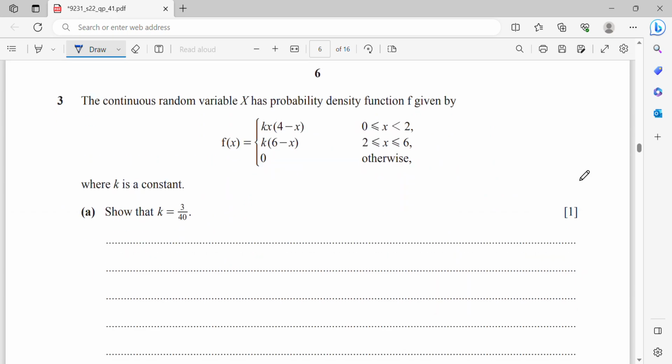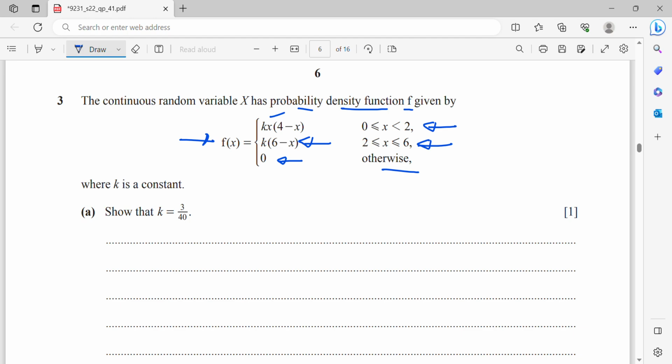Now question 3. The continuous random variable x has probability density function f given by f(x) equals kx multiplied by 4 minus x when x is defined from 0 to 2 inclusive, and when x is between 2 and 6 inclusive, then your f(x) has been changed to k times 6 minus x. For other x values, the f(x) is not defined. That's why it equals 0. Now where k is a constant.